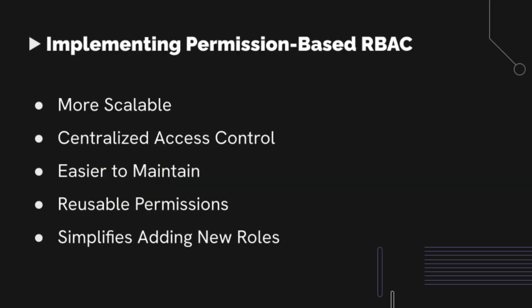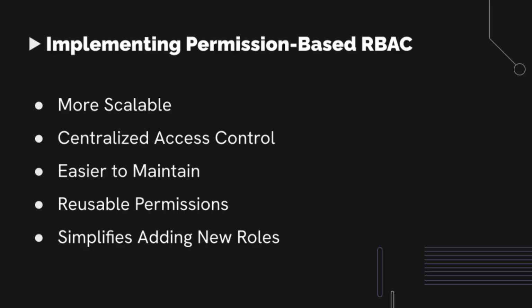So why is this design better? A permission-based RBAC system provides several advantages over a simple role-based approach. First, it helps us eliminate role explosion. Instead of creating more and more role combinations as requirements change, we can simply assign permissions to the appropriate roles. It is also much more scalable. As the application grows and new roles are introduced, we do not need to rewrite authorization logic across multiple routes.